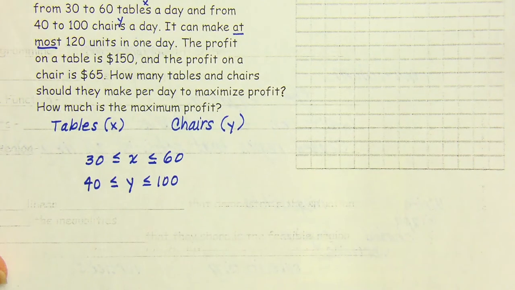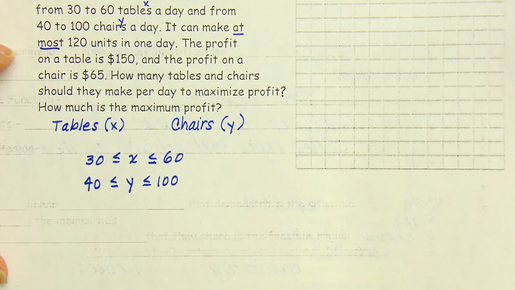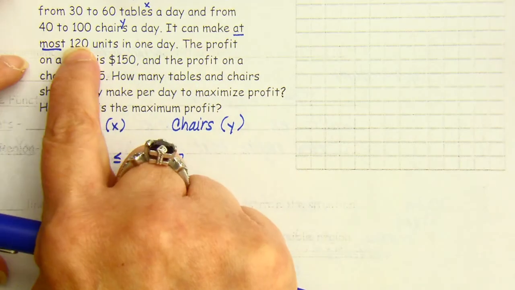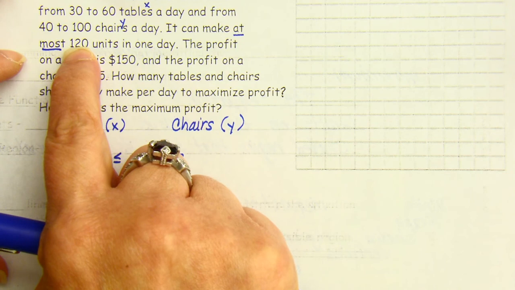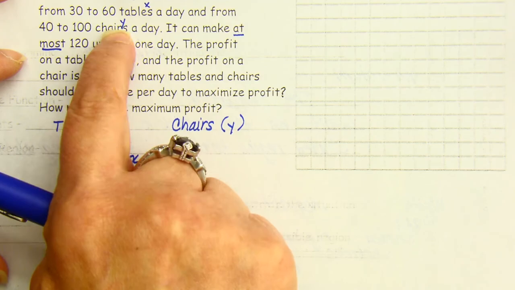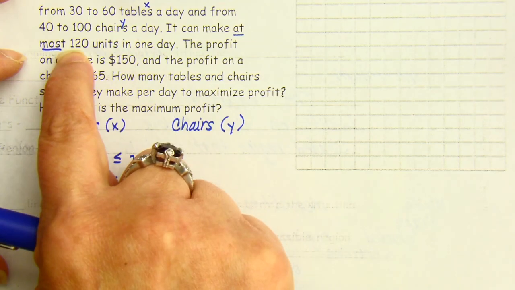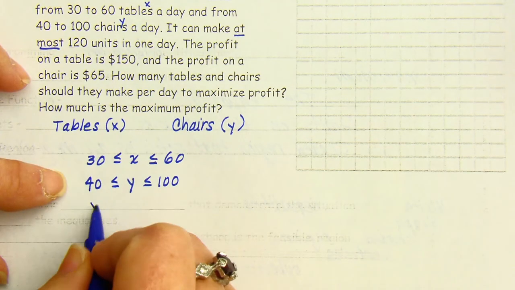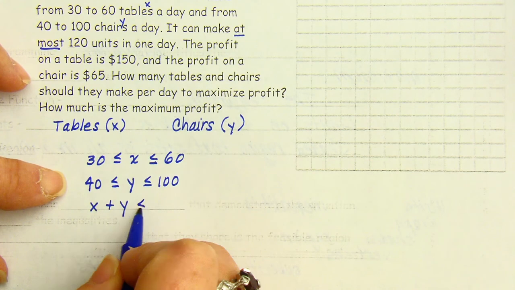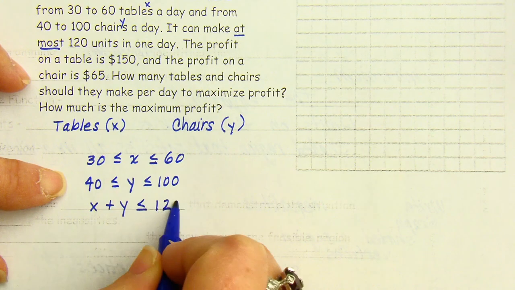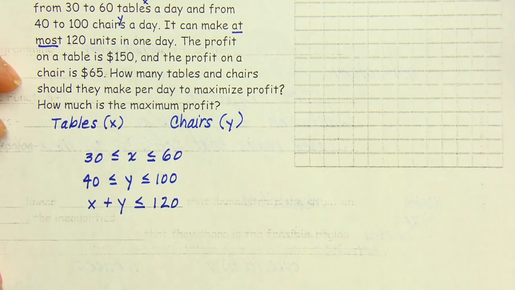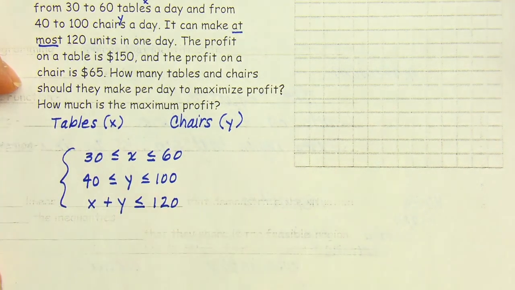All right. Profit on a table is 150. We're not there yet. It can make at most 120 units in one day. Well, aren't we talking about tables and chairs? So tables and chairs together can't be more than 120 units. So tables and chairs together has to be less than or equal to 120, because we can't make more than that. We can make less, but not more. So far, this is what our system is looking like.